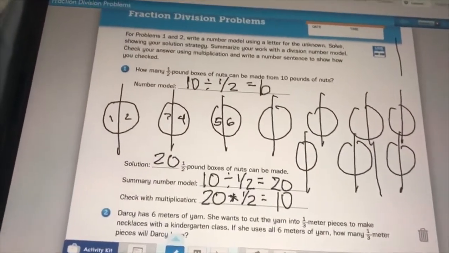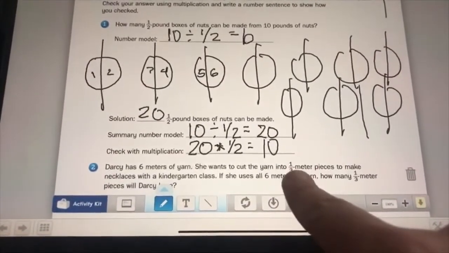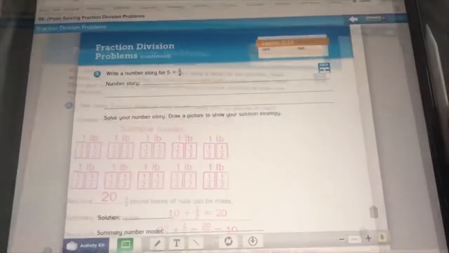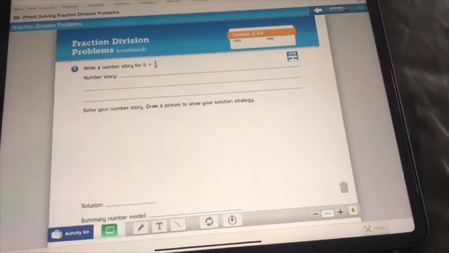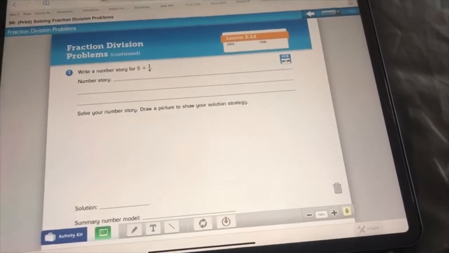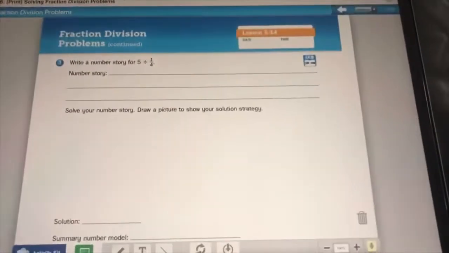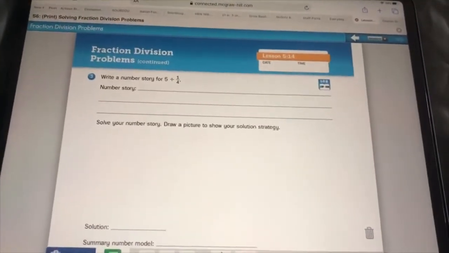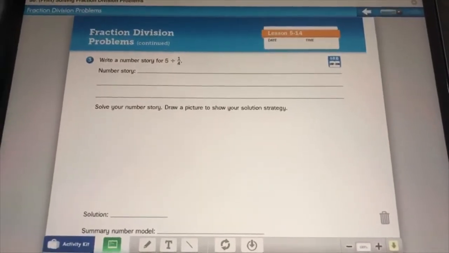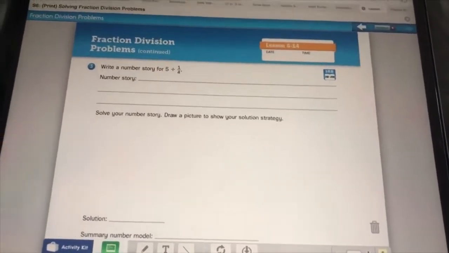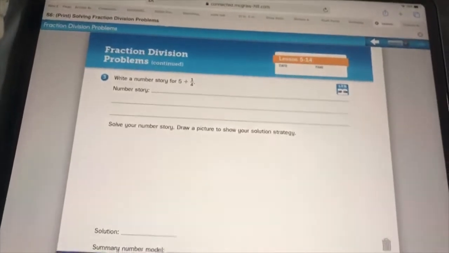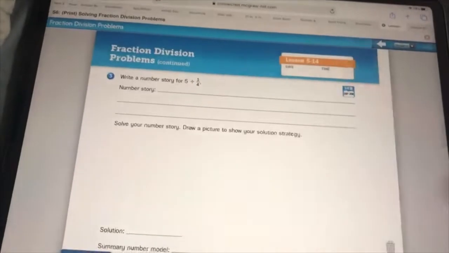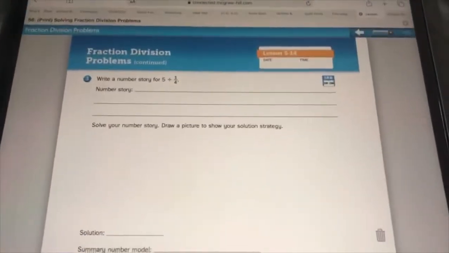So I am going to have you finish this page on your own, but I do want to set you up for the next page. I'm going to set you up for the second page here, which is where you're going to have to write your own number story, and then you're going to have to solve it as well. So writing your own number story. You need to think about something that you would have 5 of. What is something reasonable that you would have 5 of that you would be splitting into fourths?